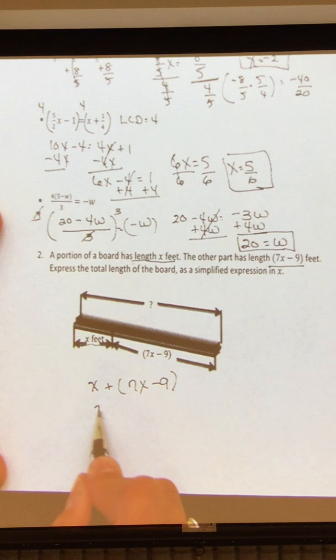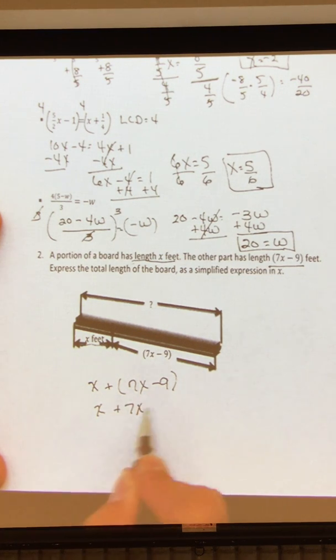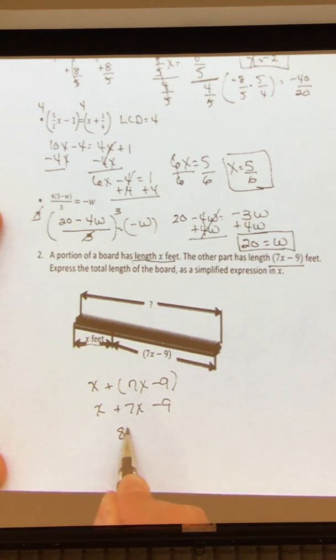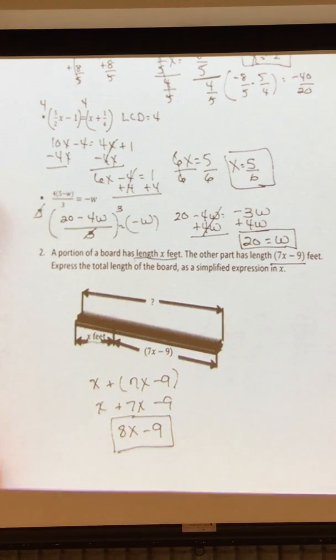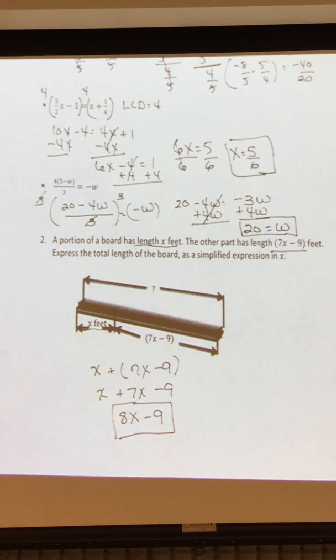Combining like terms, you have x plus 7x minus 9, which is equal to 8x minus 9. And that is just your expression that expresses the length of that board.